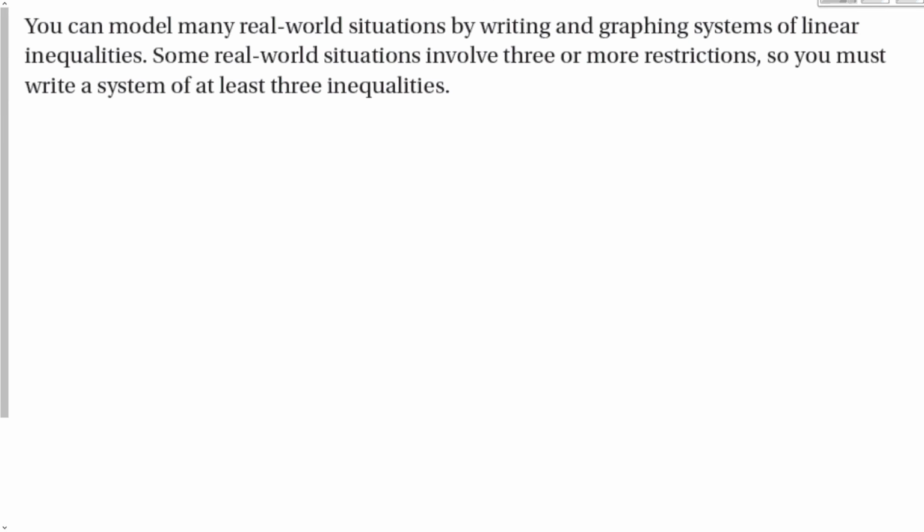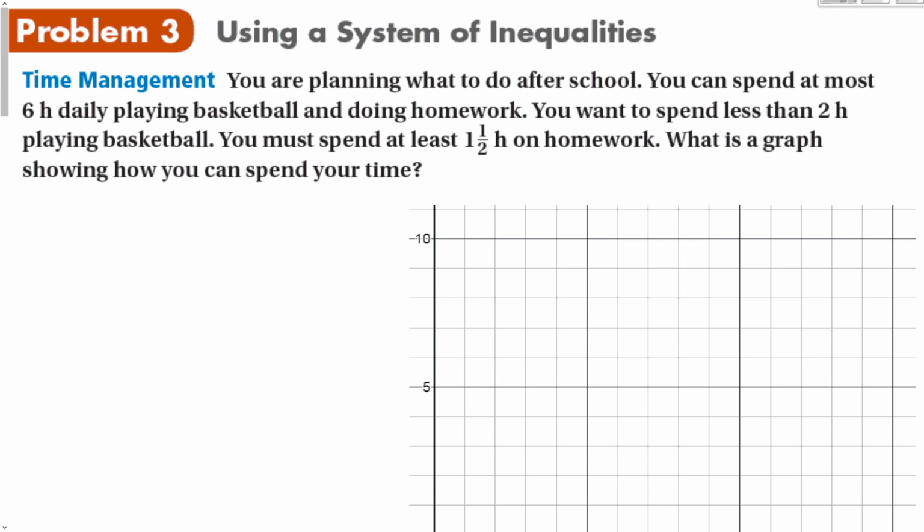You can model many real-world situations by writing and graphing systems of linear inequalities. Some real-world situations involve 3 or more restrictions, so you must write a system of at least 3 inequalities, which is normal. Let's look at this word problem.